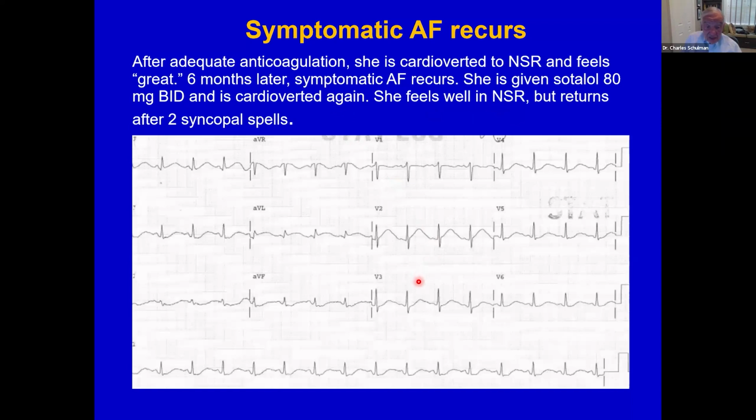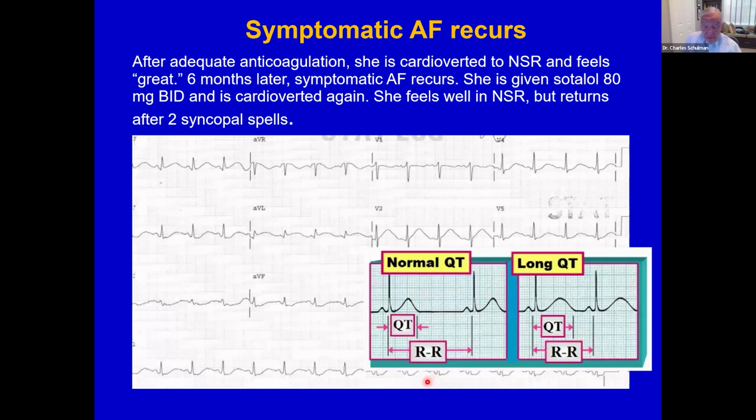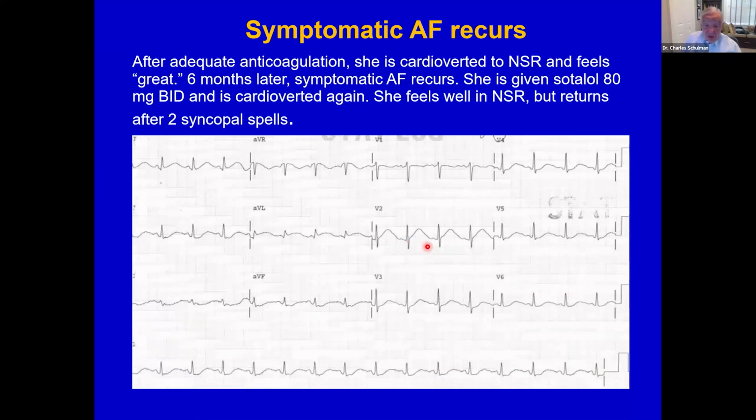What is going on here? Well, it's sinus rhythm. I'll tell you that. But what is it about this cardiogram that you should be noticing? You should be noticing that the QT interval is prolonged. A normal QT interval is much less than half of the RR distance, whereas a long QT is more than half. And this one starts here and goes almost all the way over here to the next P wave.